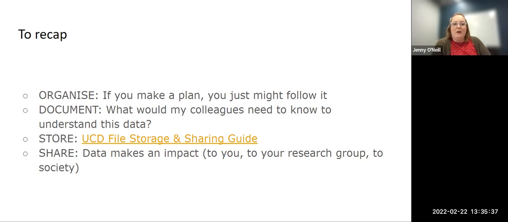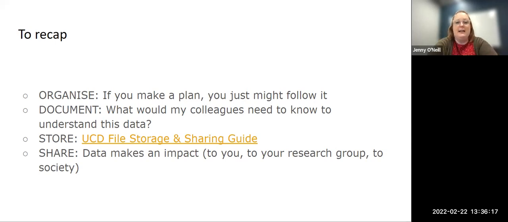Document as you're going along. What would my colleagues need to know to understand this data? What will I need to know in 3 years' time? What will I need to remember about the decisions I made as I was generating the data? Store your data in a suitable location. And again, we have this new file storage and sharing guide, so just familiarize yourself with it. Make sure you're storing your data appropriately, particularly if you're working with any human participant data, personal data, or any kind of sensitive data. Make sure you're storing that and backing it up appropriately.